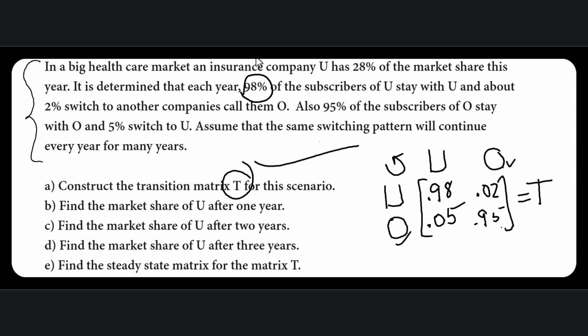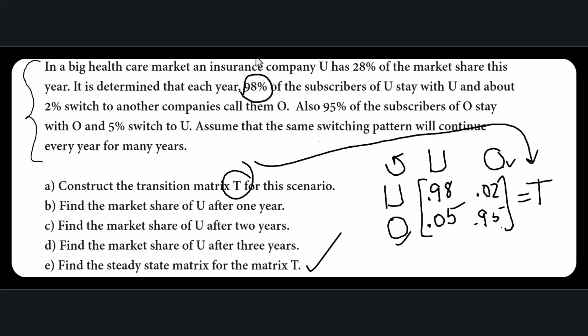So here is our transition matrix, which is also regular, because for this part we need the steady state matrix, and we need the transition to be regular. It is, because some power of this matrix has to have all positive entries, and here the power 1 already has all the positive entries.